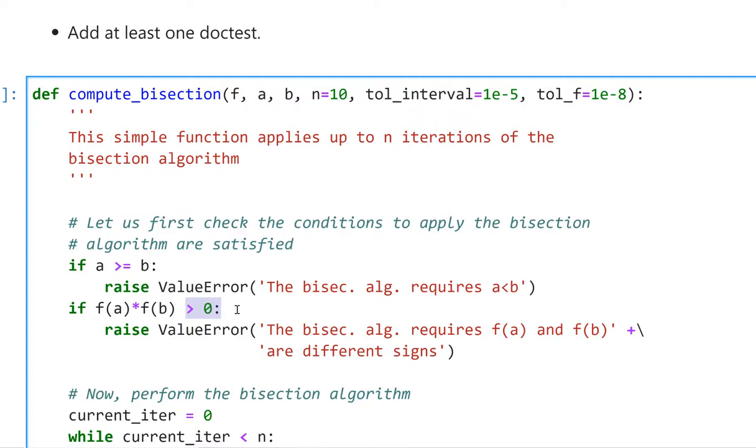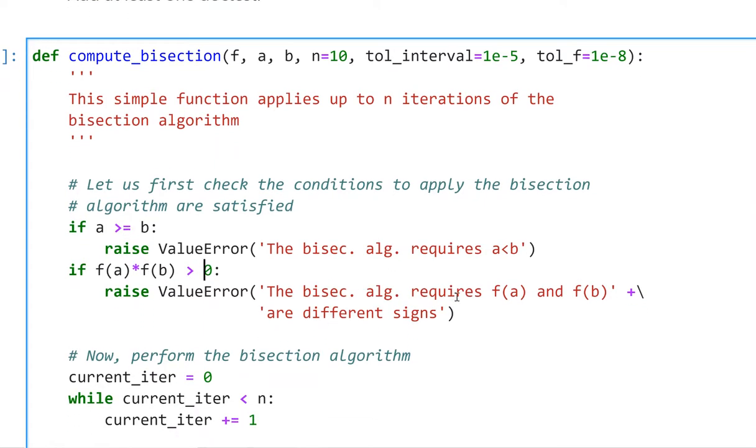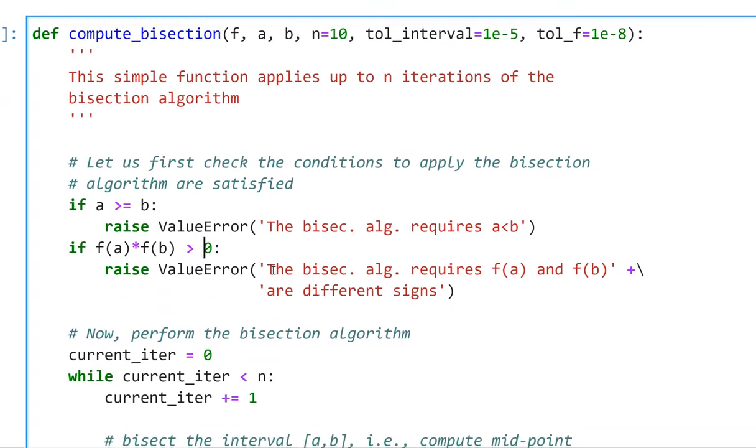If that happens, that means the function values had the same sign at both points, a and b. Because if the function value is positive and positive, that yields a positive result. If it was negative and negative, that would also yield a positive result. So if you have two function values of the same sign, that should be a value error as well. It said you did not give an a and a b value such that you have different signs as required by the bisection algorithm. So you can see this is the error that I've decided to return.